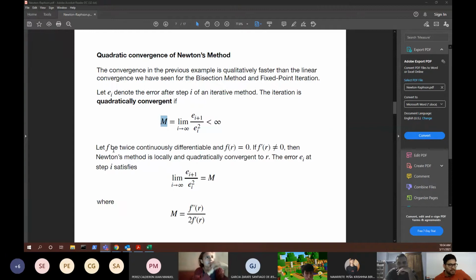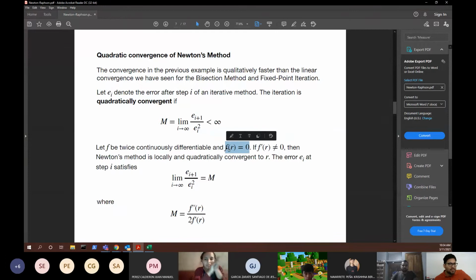let f be twice continuously differentiable and f(r) equal to 0, right? So remember that f(r) equal to 0 means r is the root of the function. This is the root of the function in the previous exercises. So if the derivative of f at r is different than 0, then Newton's method is locally and quadratically convergent to r.